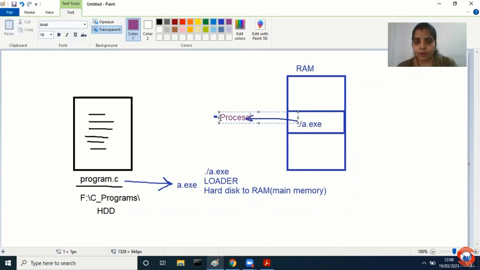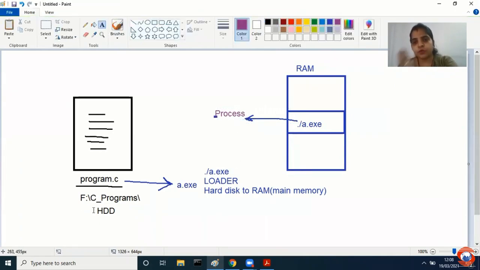So the program becomes a process when the loader loads your program from disk to the main memory. Any program which is in execution mode is a process. Any program which is available in the RAM for its execution is a process. So until my program comes into main memory, it remains a program, not a process. Have you understood the difference between a program and a process?